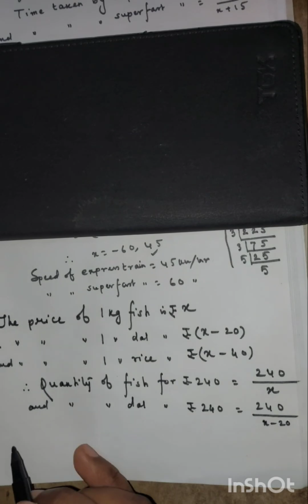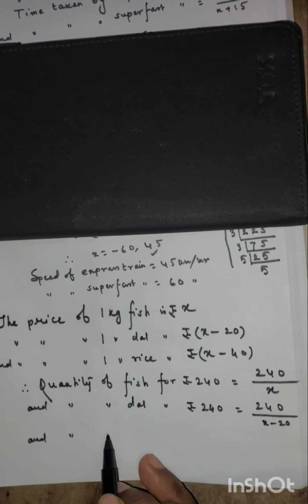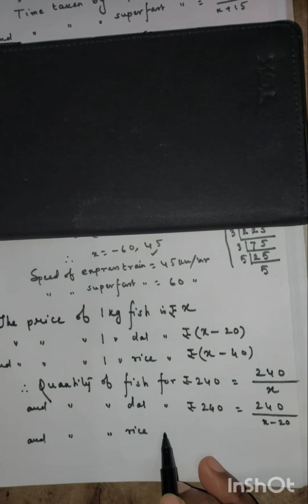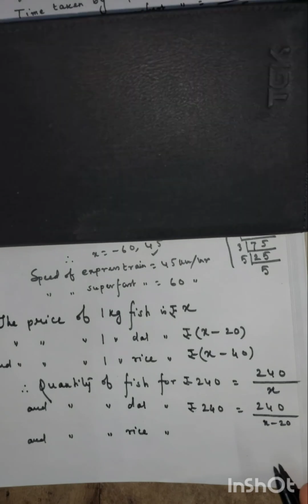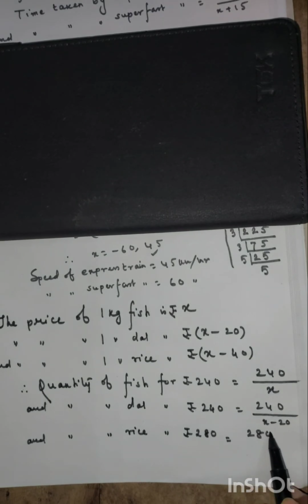Okay, and quantity of rice for rupees 280 is equal to 280 by x minus 40. Okay, so these are the quantities.